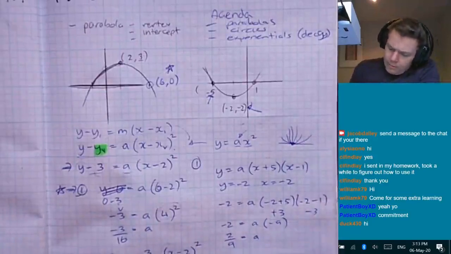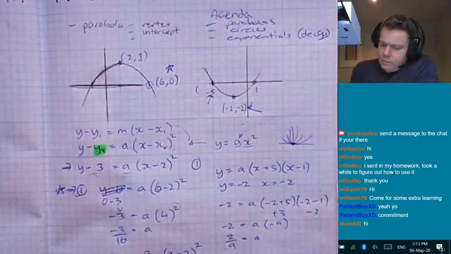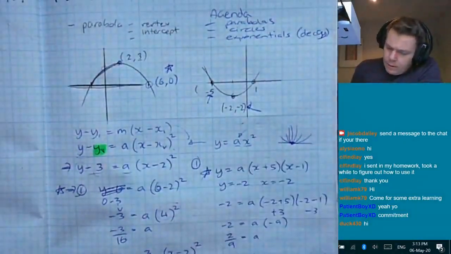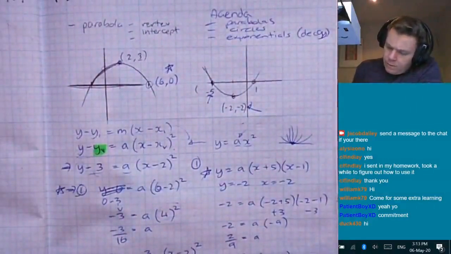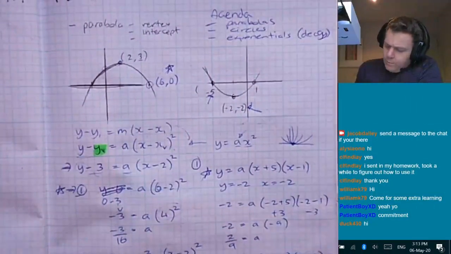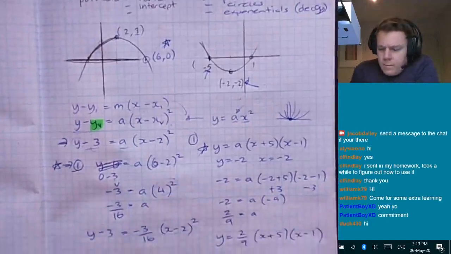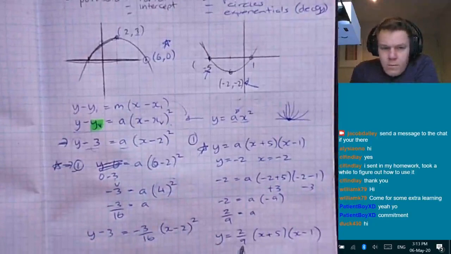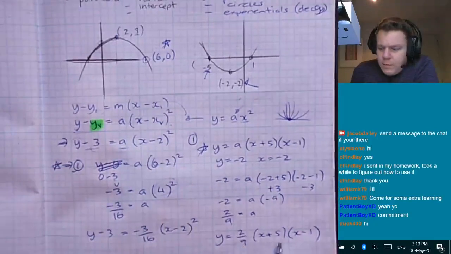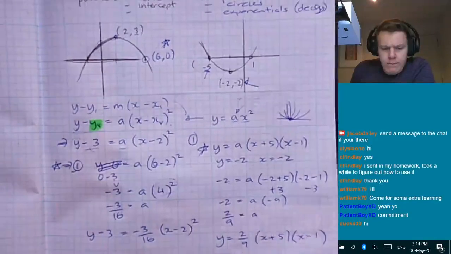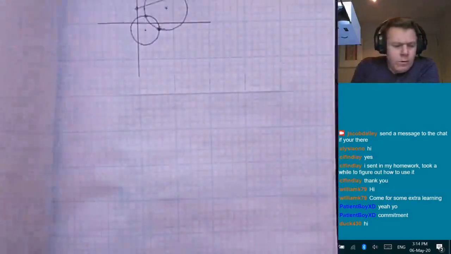So we put that back in our equation, back up here, and then we're going to get 2 ninths x plus 5 x minus 1. Whoops, there we are. y equals 2 ninths x plus 5 x minus 1. Alright, moving on.